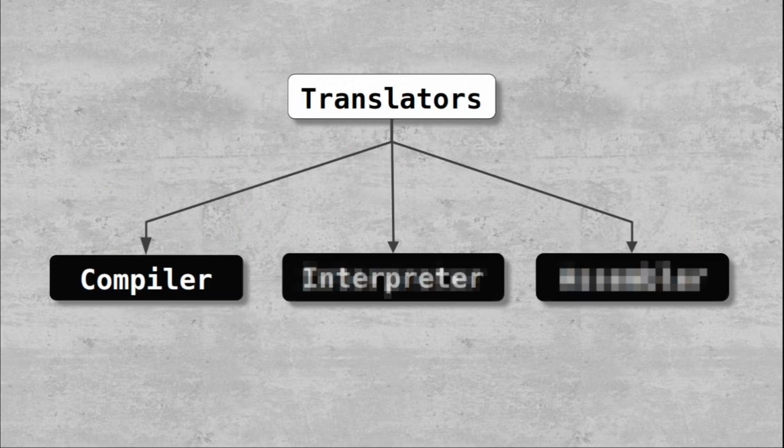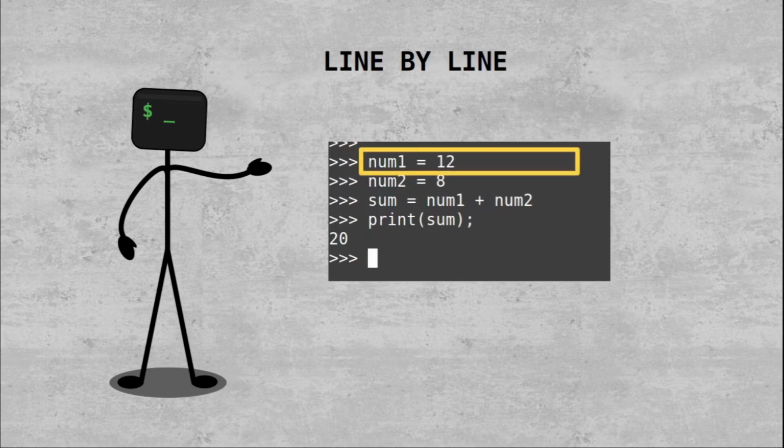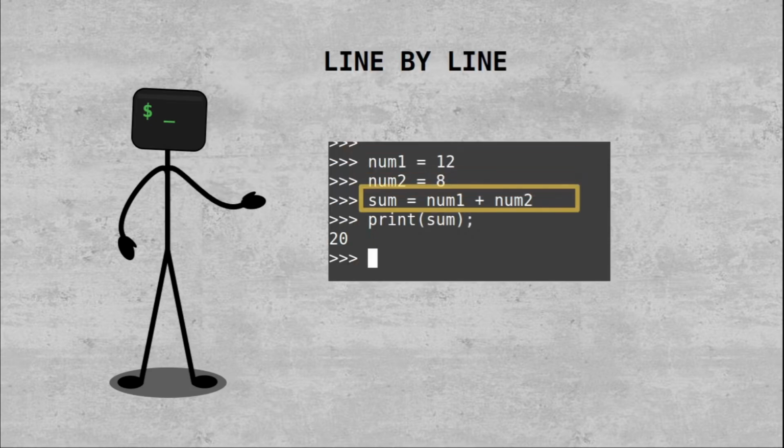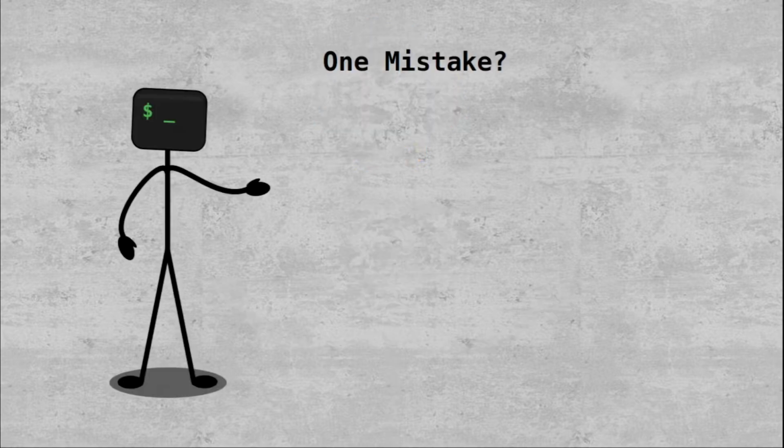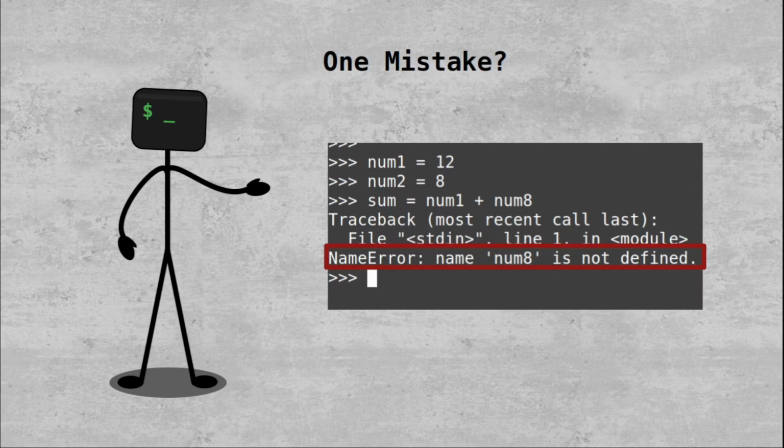Next, the interpreter. This one is more patient. It reads your code line by line, executes one line, then moves to the next. That's why languages like Python feel so friendly. One mistake, the interpreter stops right there and tells you to fix it.